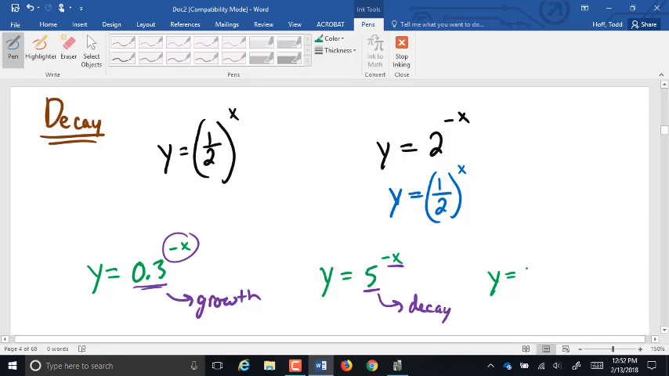Y equals 0.2 to the power of x, growth or decay? That is decay. It's less than 1, and it is a positive x, so it is decay. Basically, why this is decay is because that 5, because it's a negative, is behaving as a 1/5. Here, that 0.3, because that's a negative, is behaving like 1/0.3, or 3 1/3.